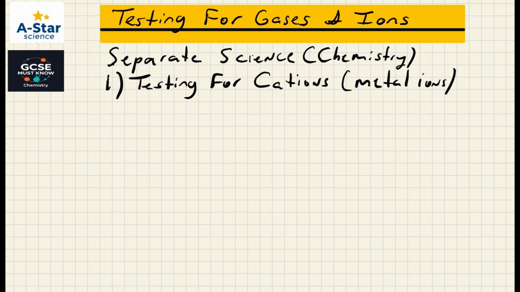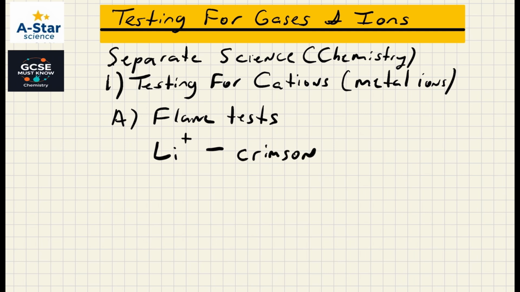Cations are positive ions, and metal ions, when they're in aqueous form, will form these positive metal ions. And in this case, we're going to first talk about the flame test. Literally, you can take a wire and dip it in a solution with these particular ions, and then you can see the different colors that may form from their flames. So for example, lithium plus ion, that's going to give a crimson color flame. Crimson is like a bright orangey sort of flame color.